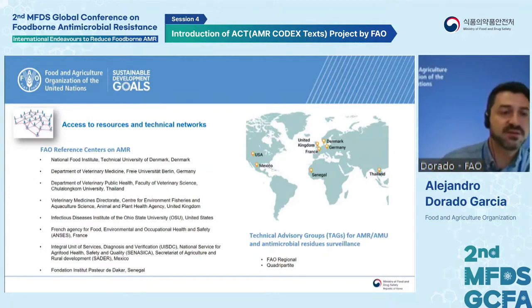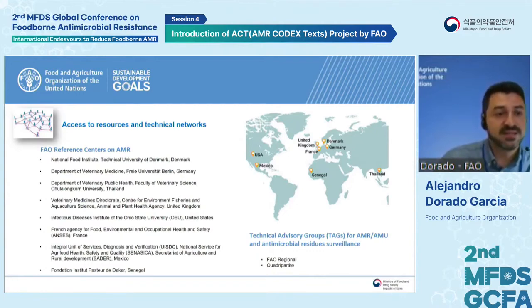And of course, we also have at the regional level other collaborations. We have FAO regional networks that have been established specifically for surveillance. For example, technical advisory groups in Southeast Asia and in East Africa. There are two technical advisory groups covering several countries. And important here is to mention the quadripartite collaboration. We also have our partners in WHO, WOAH, and UNEP.